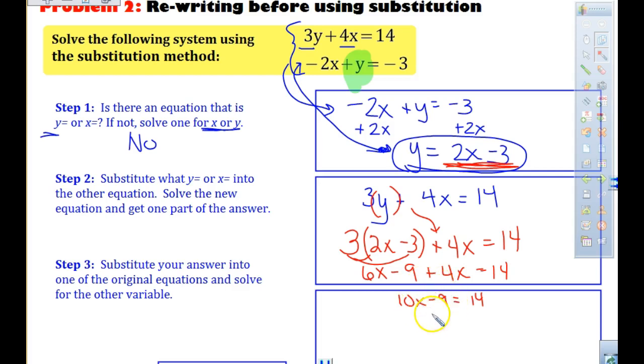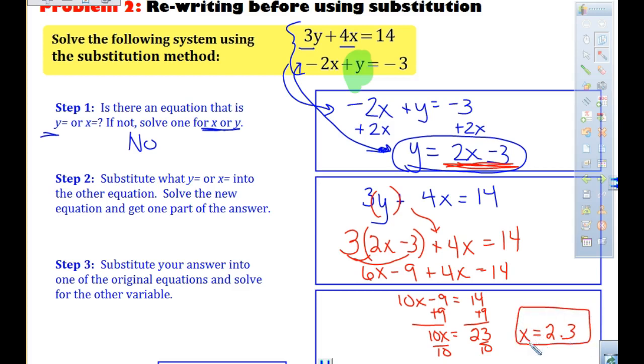Divide. Not yet. I've got to get 10x by itself before I can do that. So we're going to add 9. When I've added 9 on both sides, I get 10x. In this case, Kaylin, is equal to 25. Careful, 23. And now I'm going to divide both sides by 10. And my x value is equal to a decimal, 2.3.